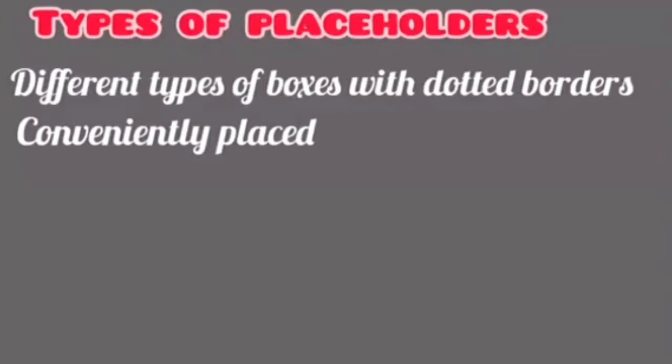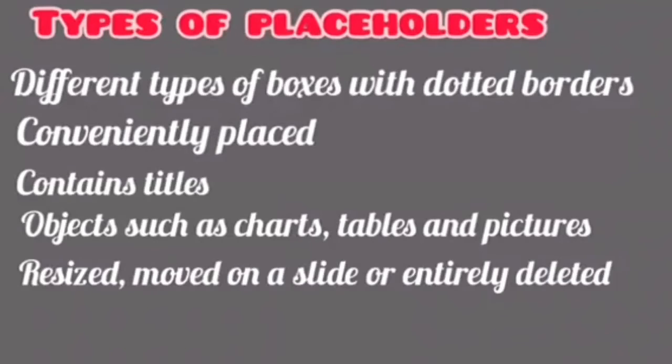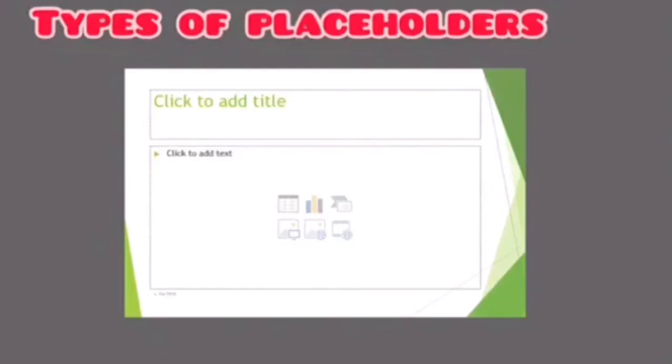The types of placeholders. What do you mean by placeholders? In a slide, we will have different types of boxes with dotted borders, and those boxes are called placeholders. They are placed in a slide in convenient places, and they will contain titles and objects such as charts, tables and pictures, so that we can add all these things in a slide. In placeholders, we can add information, resize, move, and also entirely delete them.